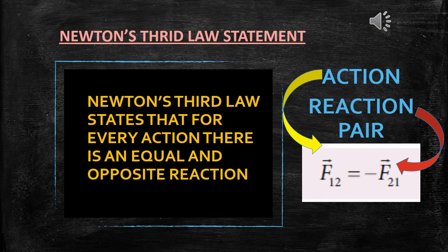So, as soon as the action acts on the body, at the same instant, the opposite force, that opposite reaction, acts on the other body. This is called an action-reaction pair. Look at the mathematical form. F12. What is F12? The force acting on the first body due to the second body. That is equal in magnitude to the force acting on the second body due to the first body. Here it is represented vectorially. The negative sign shows that the directions of the forces acting on each body are opposite in nature.